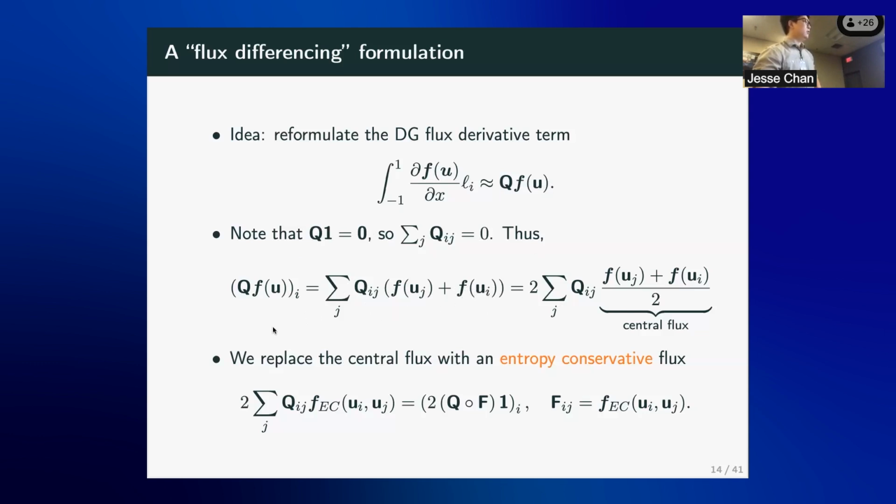And what this gives you is that this matrix vector product here is actually equivalent to a formulation that involves this central flux. This actually yields a sort of Hadamard product type formulation. And if we replace the central flux with something like an entropy conservative flux, then we can basically approximate this flux derivative in our DG formulation with this Hadamard product term over here that we saw in our finite volume formulation. And this entropy conservative flux is going to give us some theoretical properties that will lead to entropy stability.